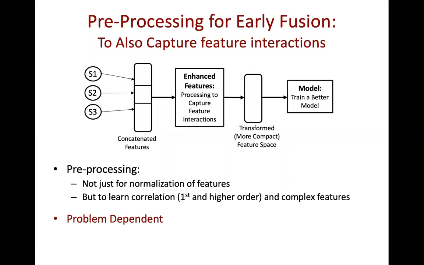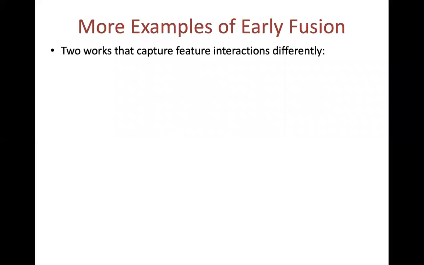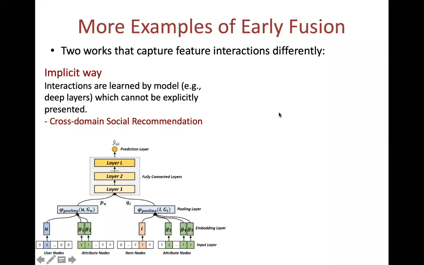Usually these kinds of algorithms depend on the problem, and they are quite custom tailored to particular problems. But sometimes, of course, you can just combine features directly and then train models based on that. So there are typical applications of this. For example, you can do cross-domain social recommendation. This is just one of the architectures proposed here.